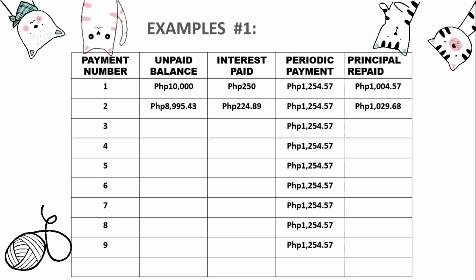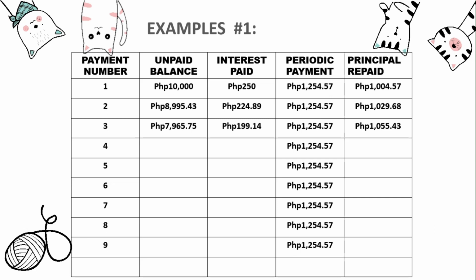Again, to get the new unpaid balance, we should subtract the principal repaid, 1,029.68 pesos, from our previous unpaid balance, which is 8,995.43. And we will get 7,965.75 pesos. And let's multiply it by its I, which is 0.025, and we will get 199.14 pesos. And again, to get our new principal repaid, let's subtract our new interest paid from our periodic payment, and we will get 1,055.43 pesos.